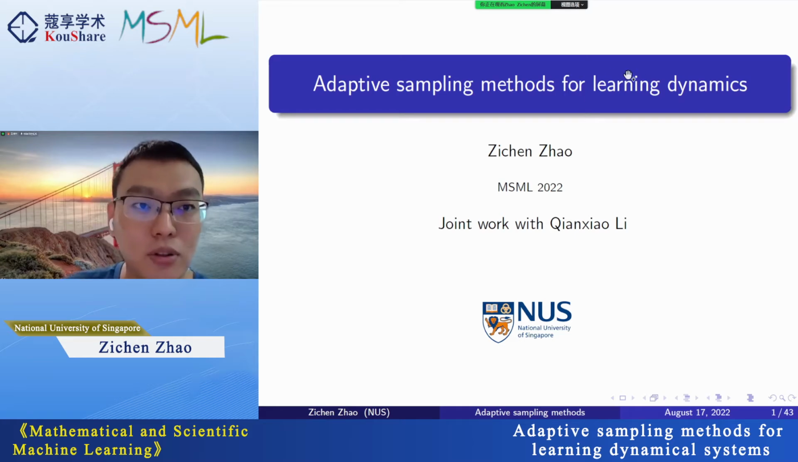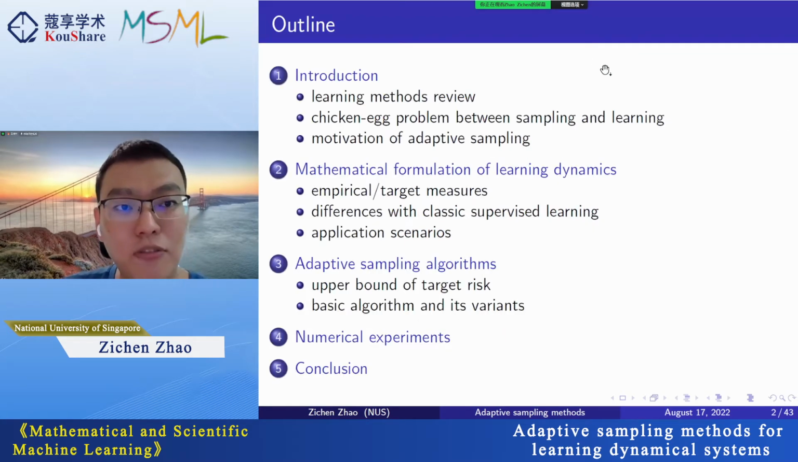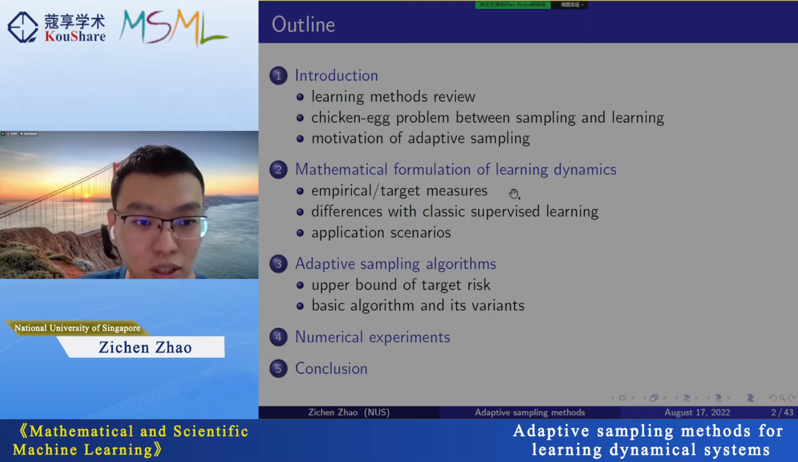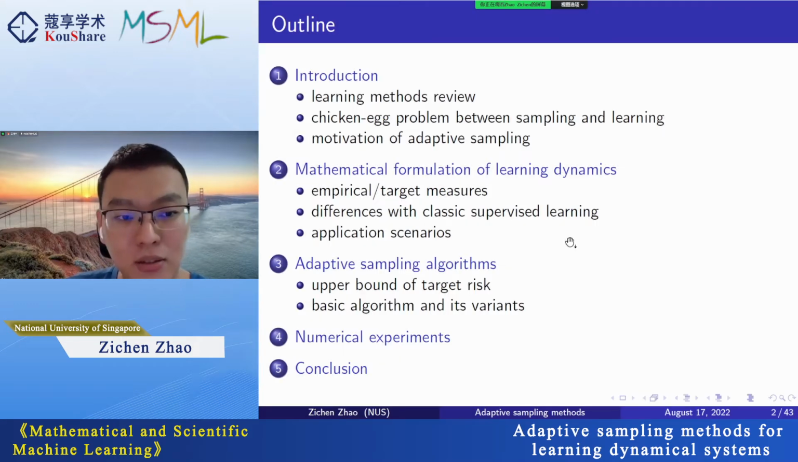Here is the outline for my talk today. In the first part, I will quickly review some current learning methods and introduce the background and motivation of adaptive sampling. In the second part, I will give mathematical formulations of learning dynamics and discuss the difference from classical supervised learning. And next, I will present the adaptive sampling algorithm and the numerical results.